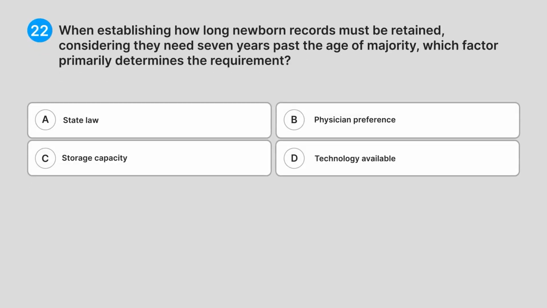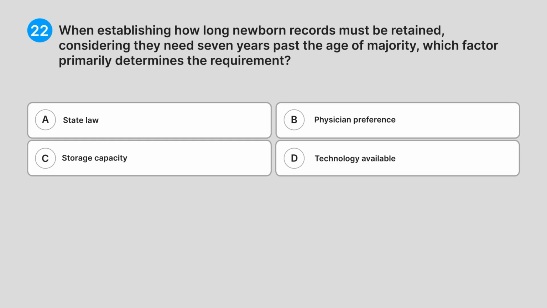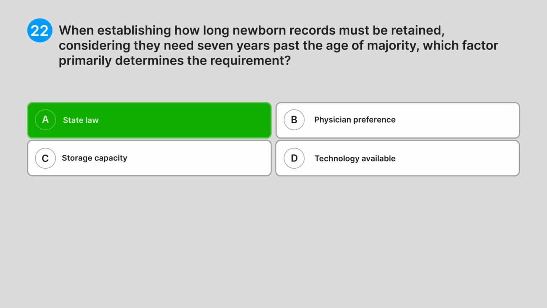22. When establishing how long newborn records must be retained, considering they need 7 years past the age of majority, which factor primarily determines the requirement? A. State law. B. Physician preference. C. Storage capacity. D. Technology available. Do you know the answer? Correct answer, A. State law.